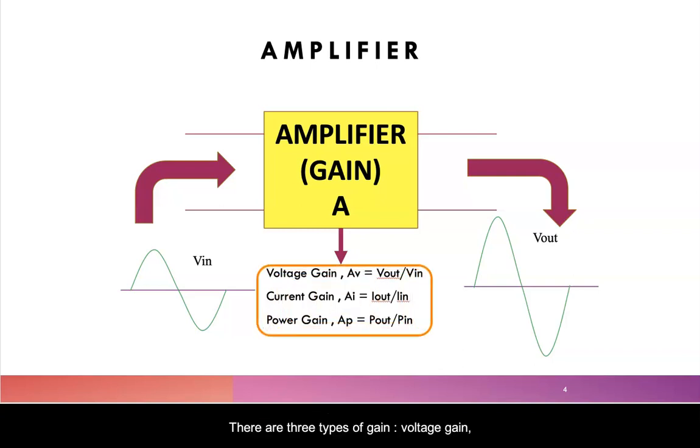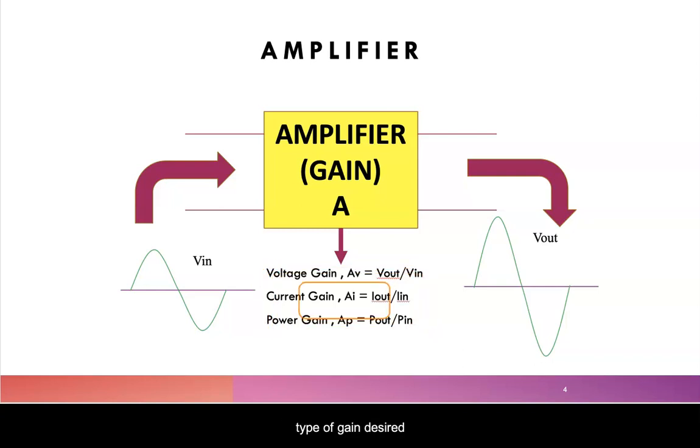There are three types of gain: voltage gain, current gain, and power gain. Note that the subscript in each symbol identifies the type of gain. Hence, the letter A with subscript V represents voltage gain, A_I is current gain, and A_P is power gain, and the type of amplifier used in a given application depends on the type of gain desired.